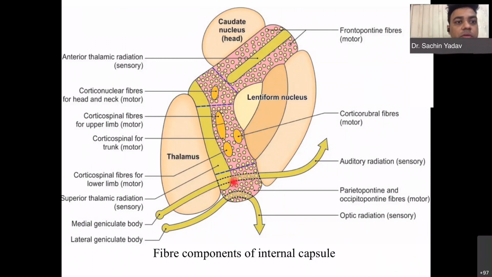This posterior part, that is the retrolentiform part, has the parieto-pontine and occipito-pontine fibers, which are motor, and the ascending fibers, meaning sensory fibers from the medial and the lateral geniculate body. So these are the parts of the metathalamus, that is the posterior aspect of the entire thalamus.